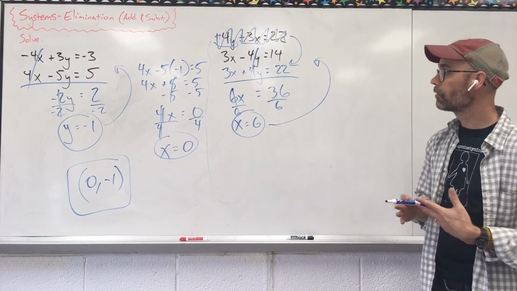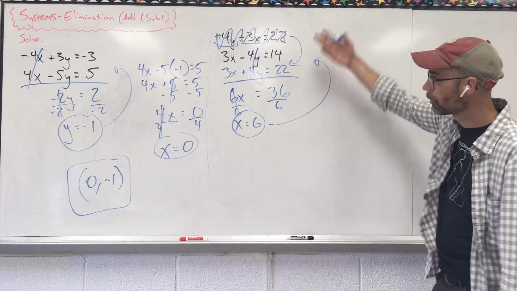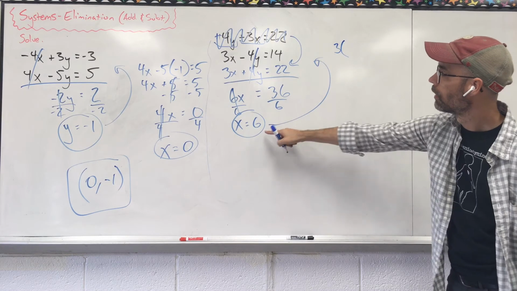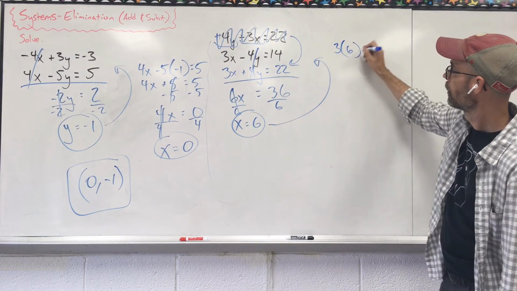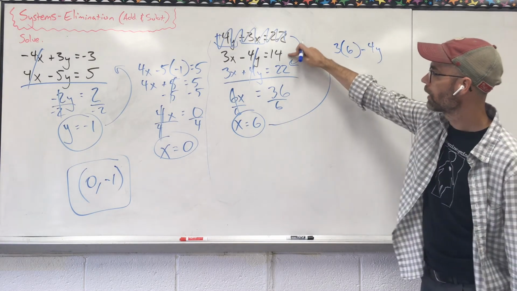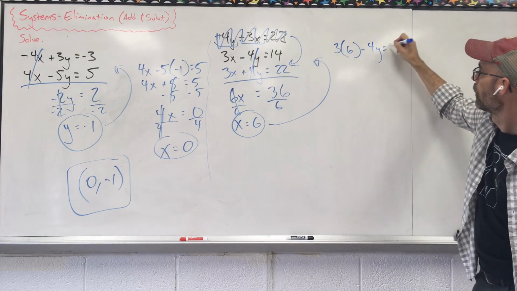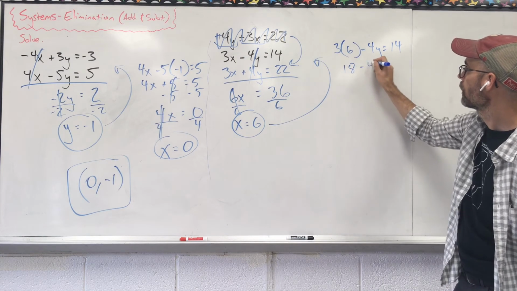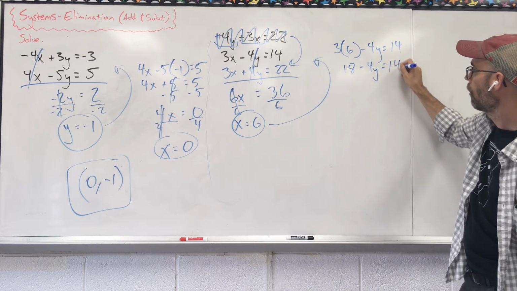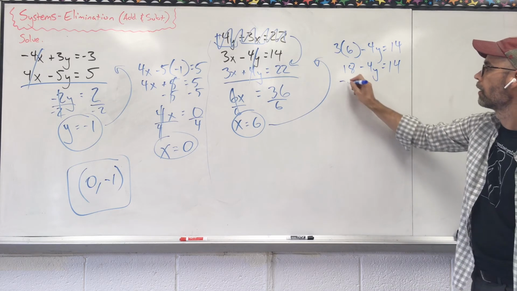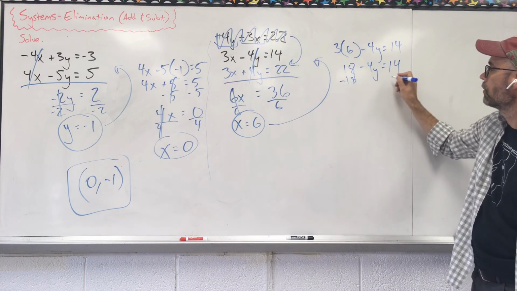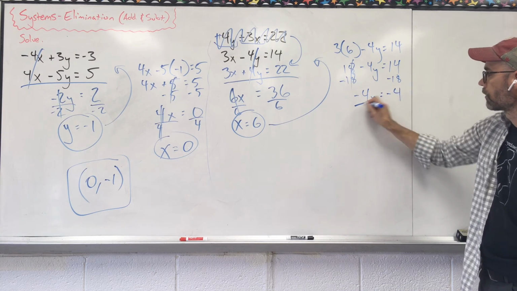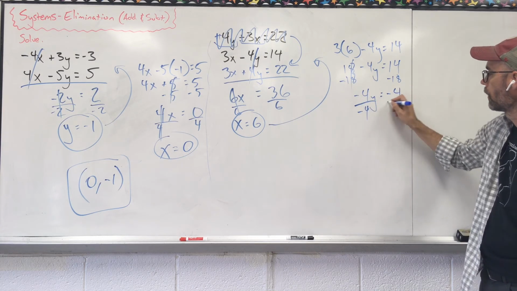I don't care which equation you use, pick one, any one. I'm going to go with the top one this time. So 3 times 6 minus 4y, again, because I'm using this equation, equals 14. 3 and 6 gives us 18. Solve for the only variable there. Got to get that y alone, so 18 goes. Divide to get away from y.